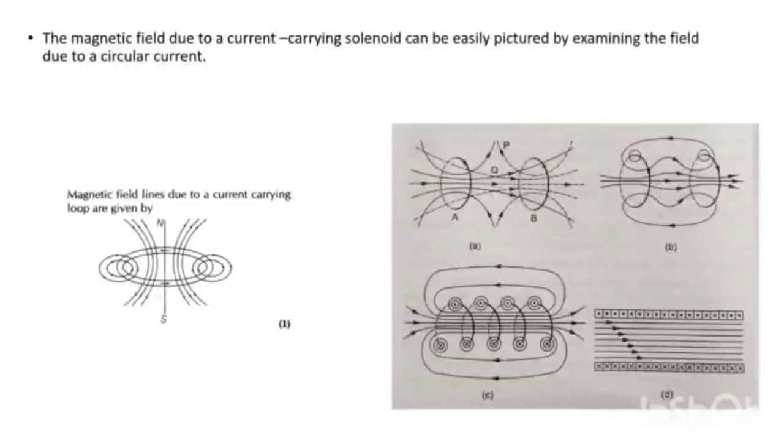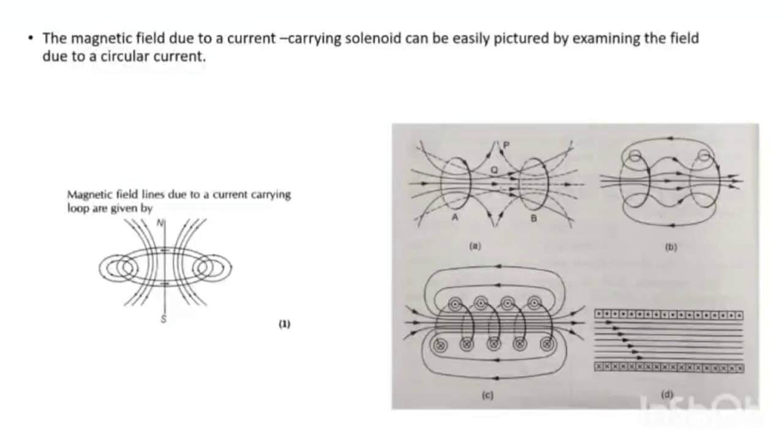A solenoid may be thought of as a stack of such circular currents placed coaxially one after the other. Diagram C represents the field due to a loosely wound solenoid. The fields at an outside point due to the neighboring loops oppose each other, whereas at an inside point the fields are in the same direction.